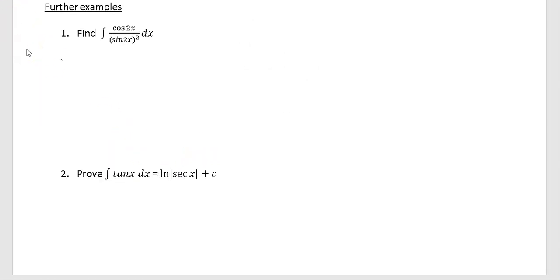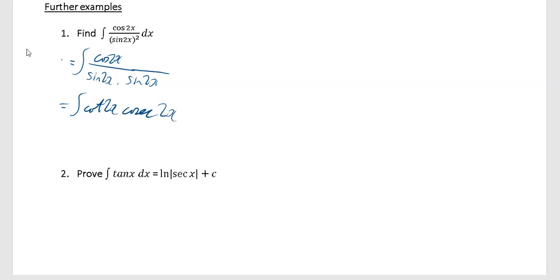Okay, this example says find the integral of cos 2x over sine squared of 2x. So I'm just going to rewrite this first of all as cos 2x over sine 2x times sine 2x. So I'll write that as cos 2x over sine 2x, which is just going to be cot 2x, and then 1 over sine 2x is the same as cosec 2x.